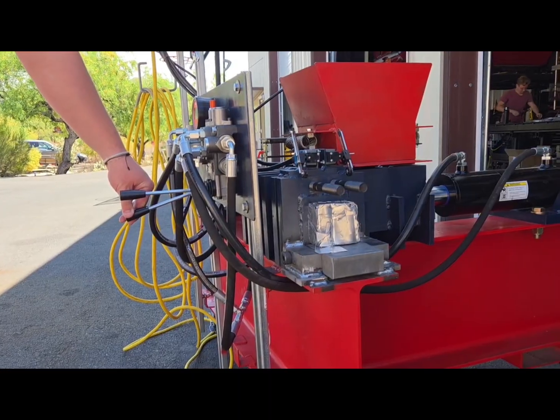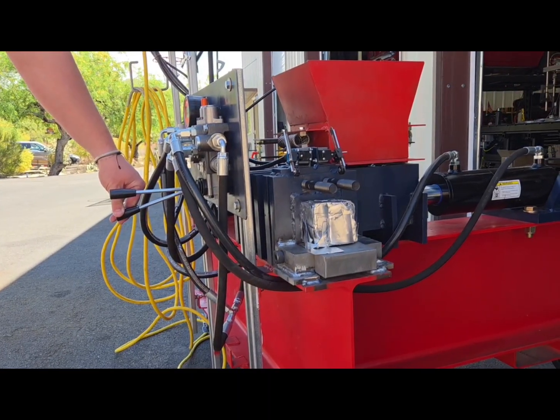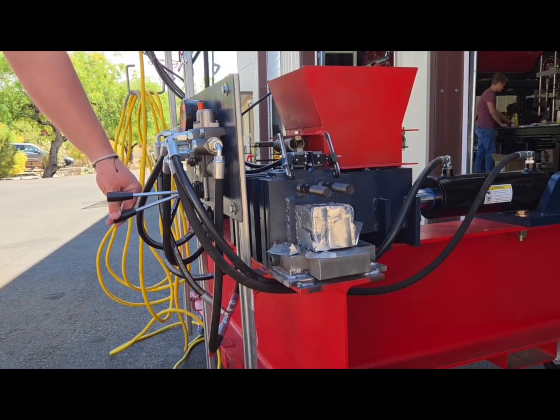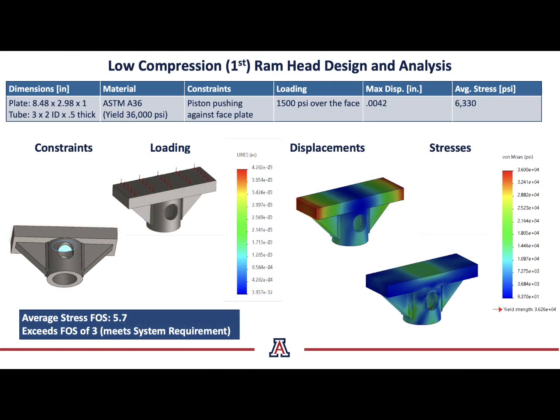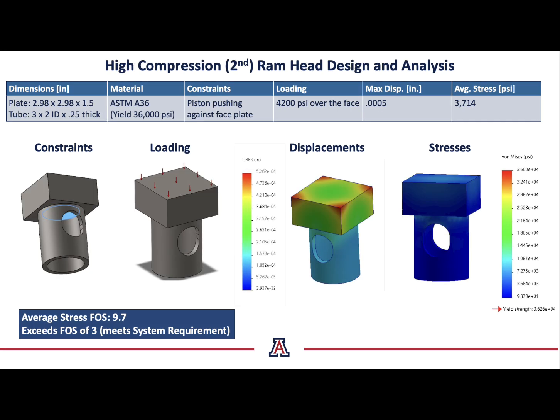To validate our design, we performed a series of engineering analyses to make sure the system could safely handle the loads during operation. Starting with the ram heads, we analyzed both the low compression and high compression stages. Each was subjected to its respective face pressure, and the results showed very small displacements and stresses well below the material yield strength. Both designs achieve factors of safety significantly above our requirement of 3, confirming they are structurally sound.